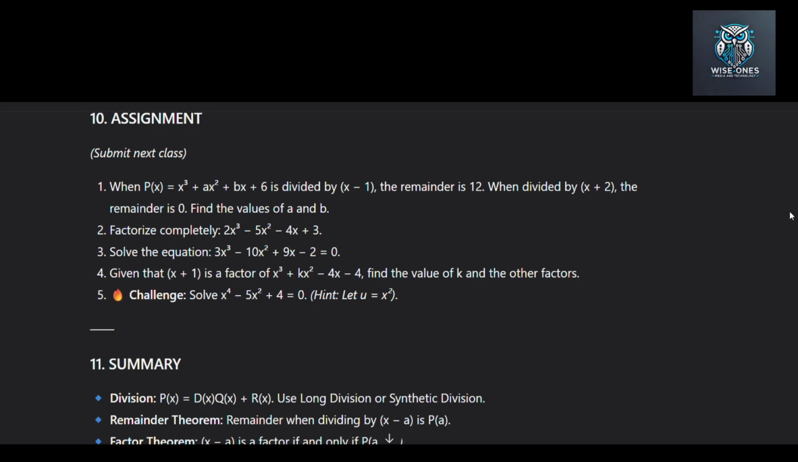Question 5 is a challenge. Solve x to the power of 4 minus 5x squared plus 4 equals 0. Hint, let u equals x squared.